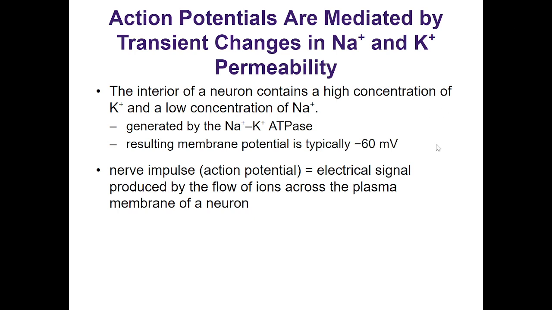The resulting membrane potential is going to typically be on the order of negative 60 millivolts, okay? Remember, this is one way we can measure the potential energy of something. Specifically because this is an ion potential energy, millivolts is really useful, because ions are highly correlated to electricity. Okay?